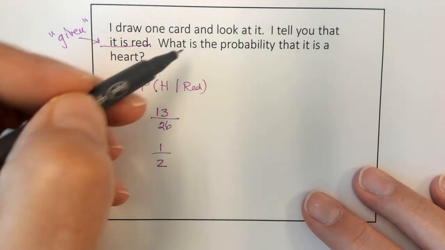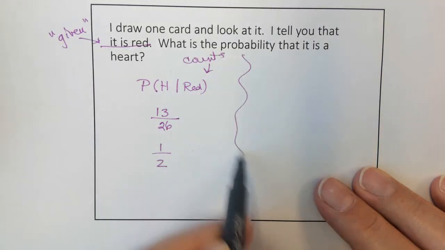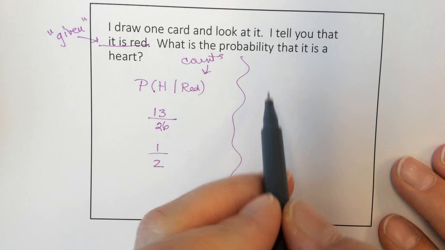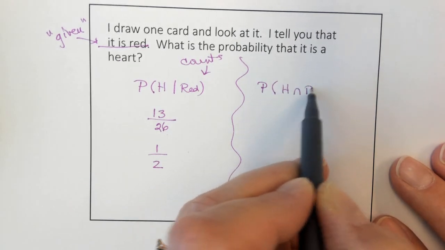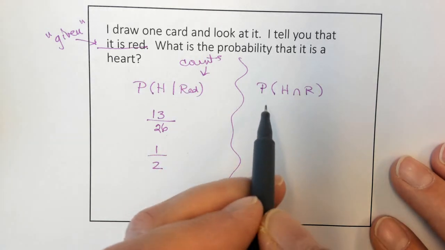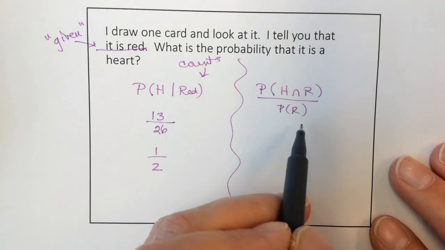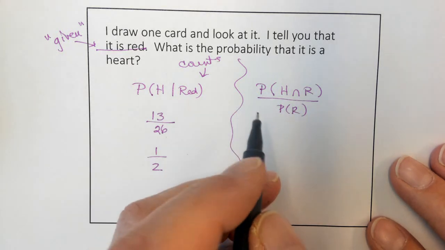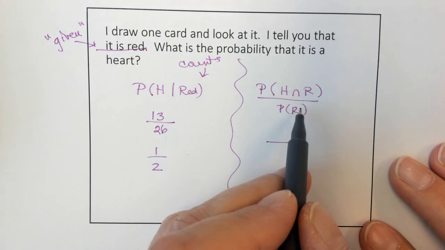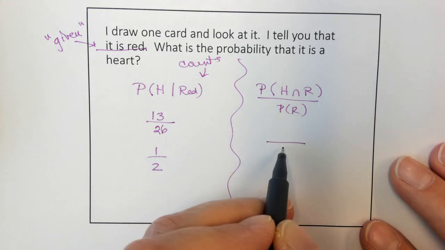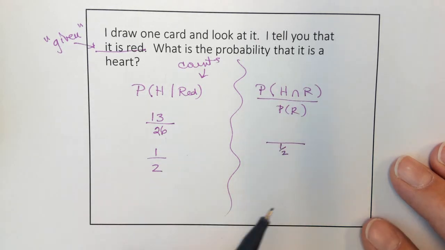So you could use counts, or you could use a formula. If you want to use the formula, you do probability of hearts and red, the intersection, over the probability of red, which is the formula for conditional probability. Then you have to do some probabilities. So probability of a red card is 1/2, or you could say 26 out of 52.